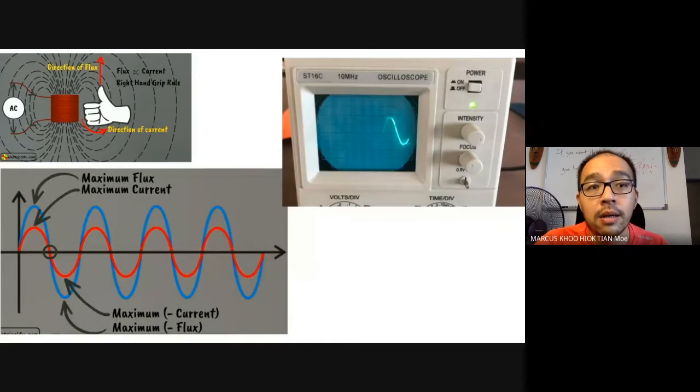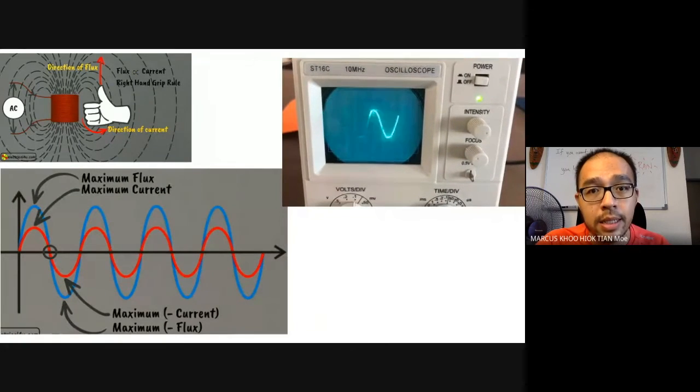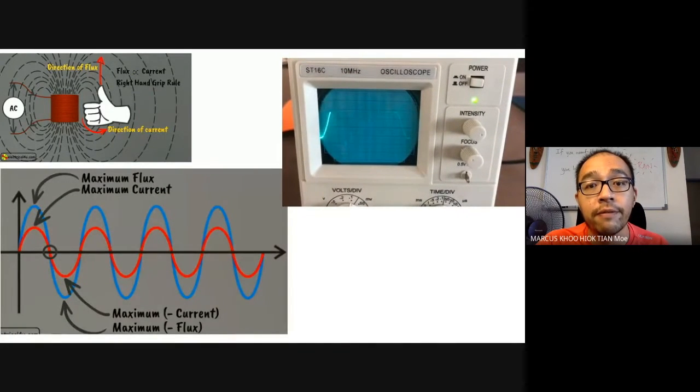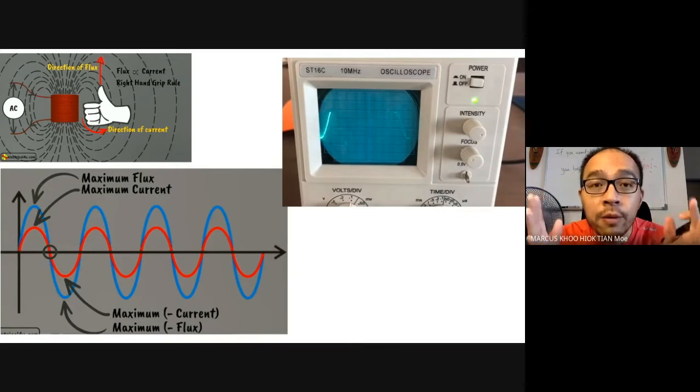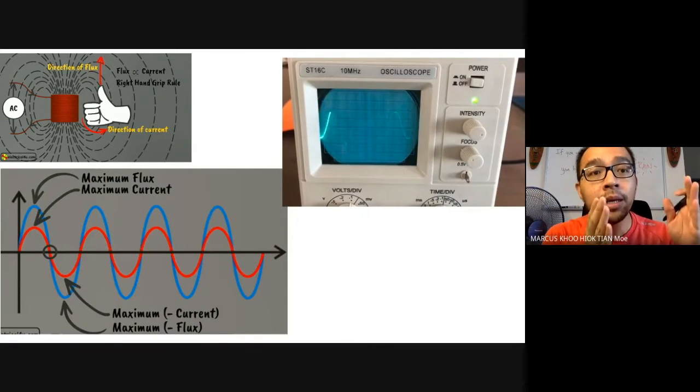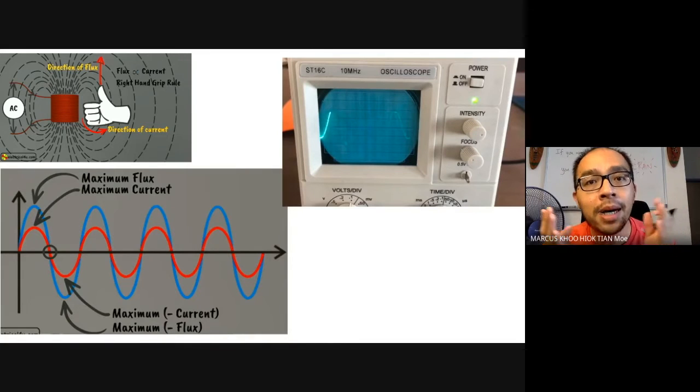We saw this in the first subtopic and the second subtopic. This is an example of the graph for an alternating current. It goes big and small, and the direction of the magnetic field always changes. Very important thing, alternating current. That's why a transformer can only work with alternating current, because alternating current is the only current that can produce a changing magnetic field.